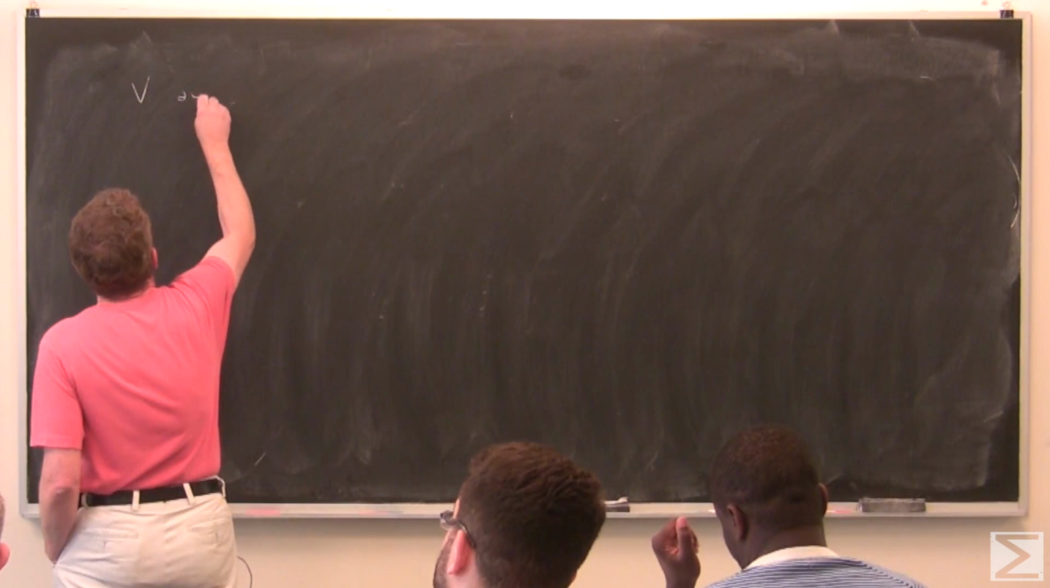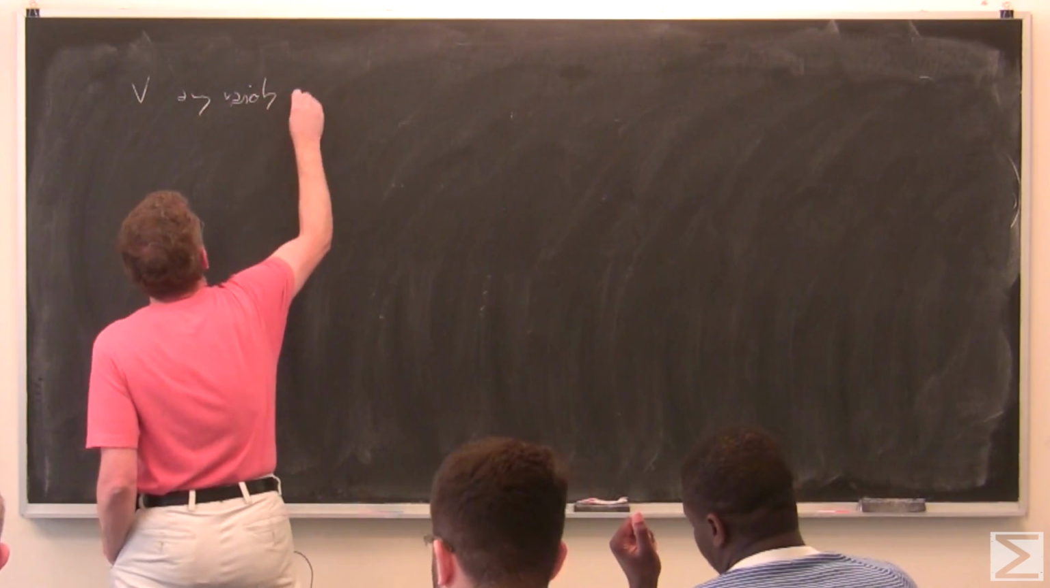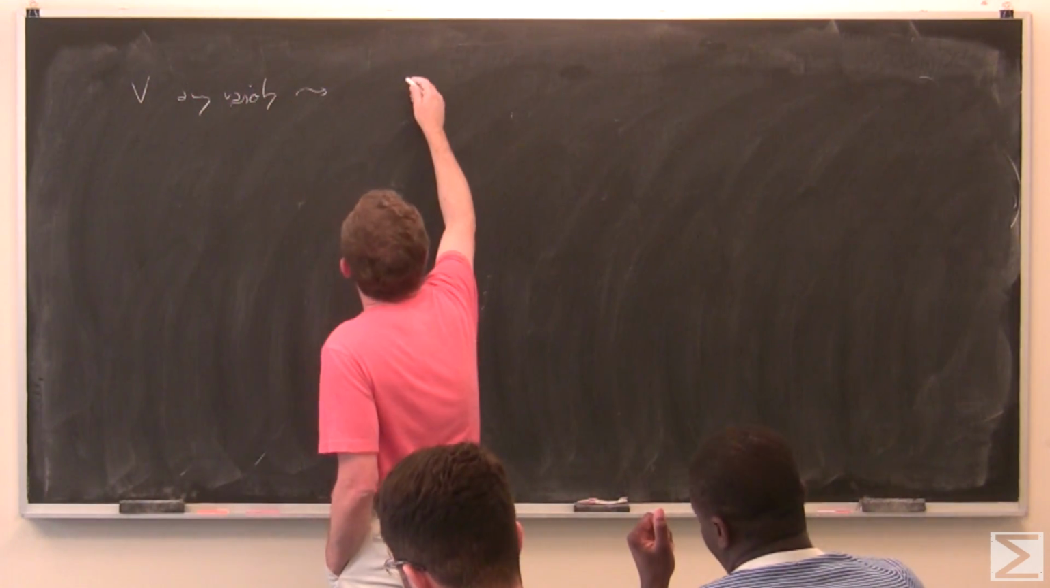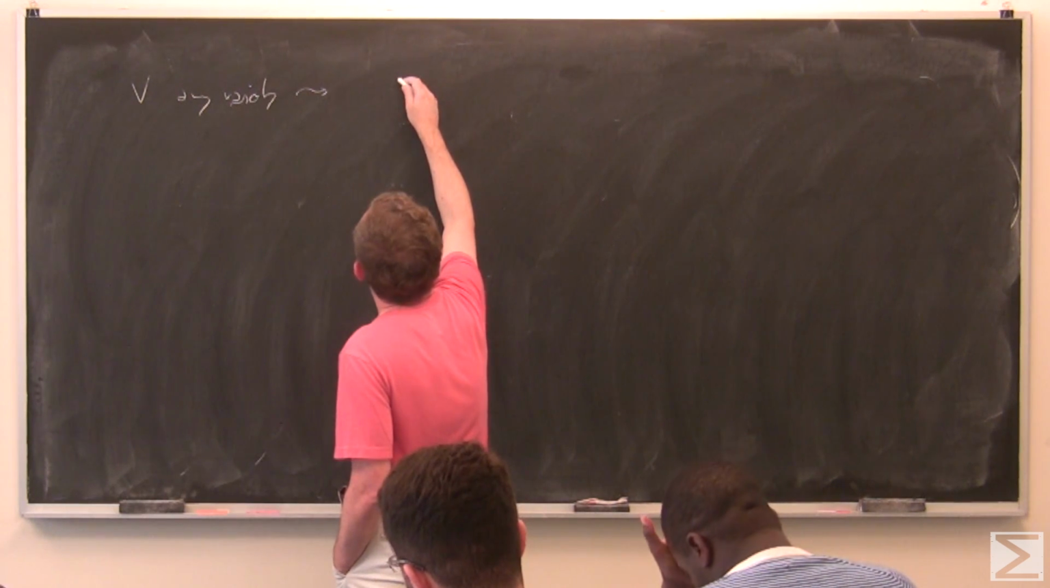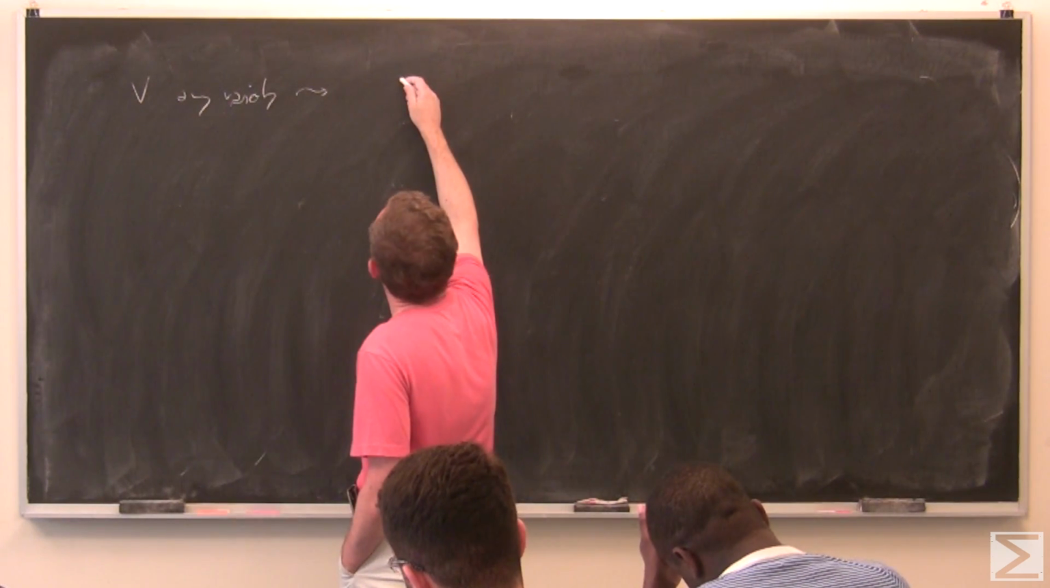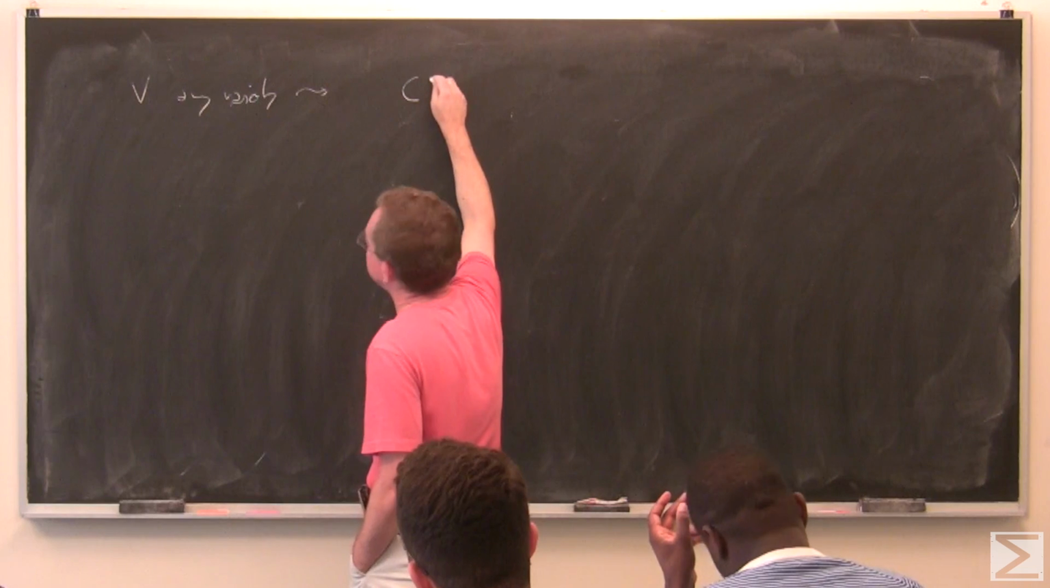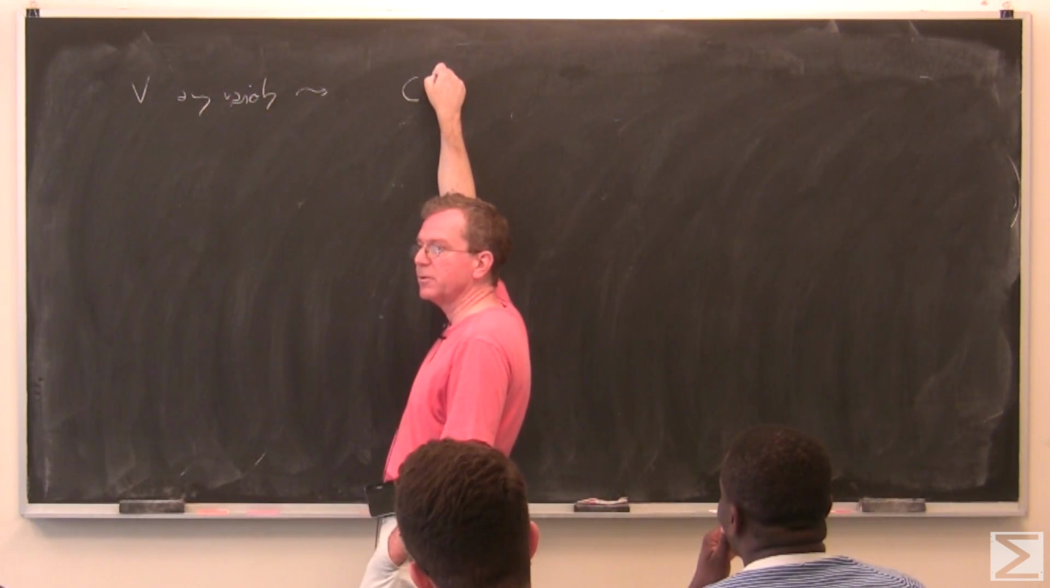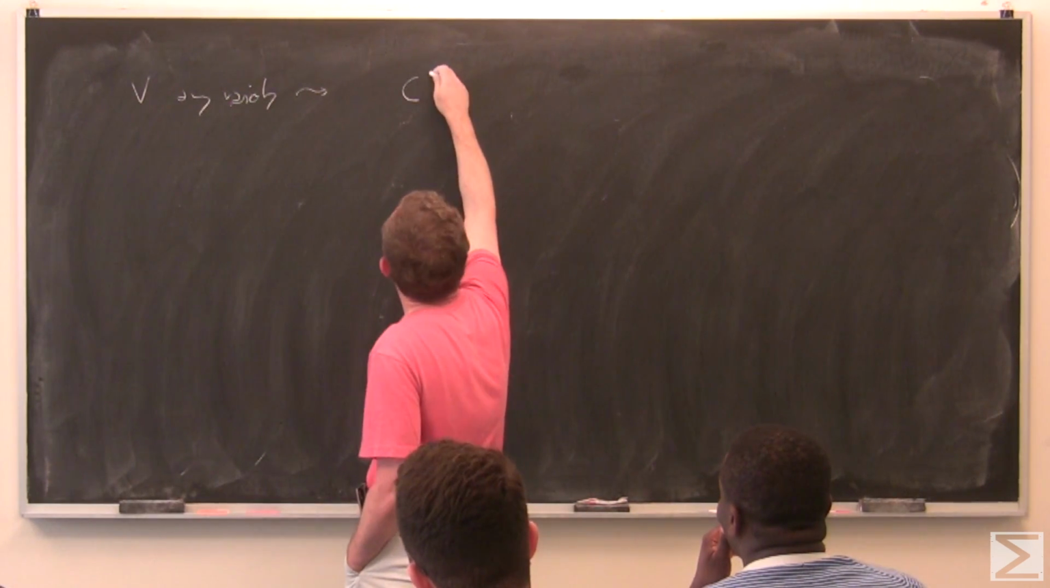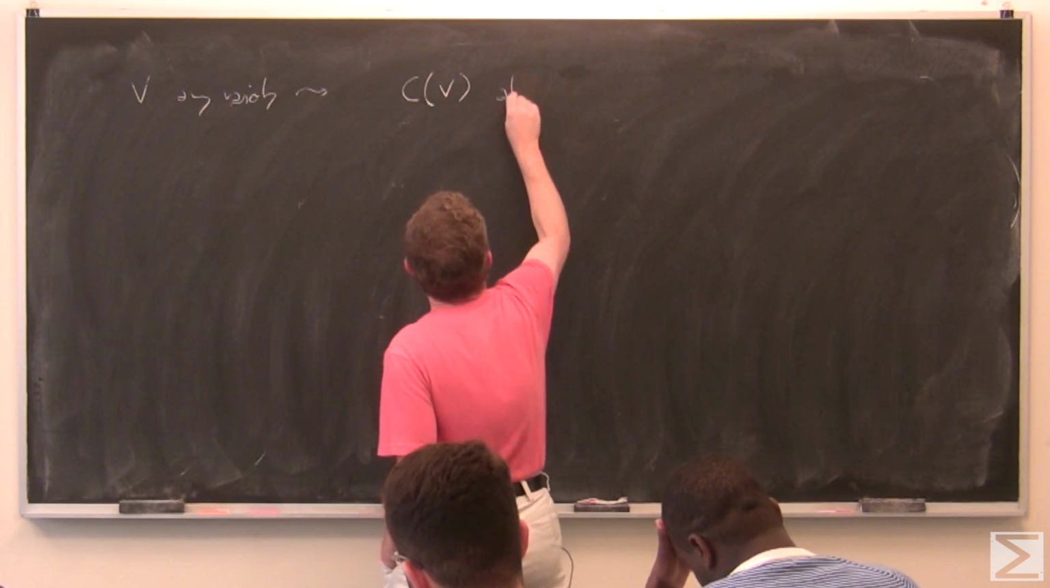So V any variety that determines a group. I've been talking to Ivan Martin in the last few days, and we always call this C, right, as constructible functions. So let me try to call it C. CV, this is an abelian group.